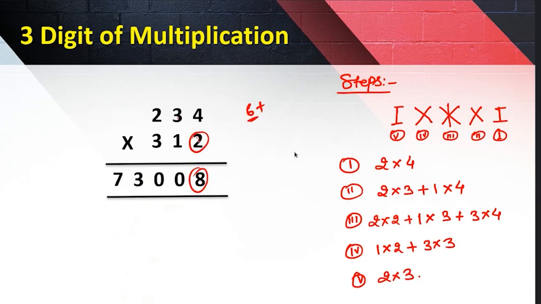Now we are going to multiply 2 with 3. So 2 times 3 is 6. Now we can do the next multiplication. Because this is the second step, we are going to start. The first step is completed, so in the second step we are going to take the next value.